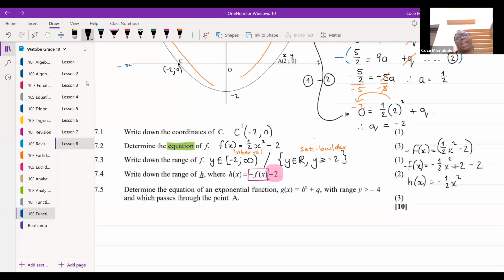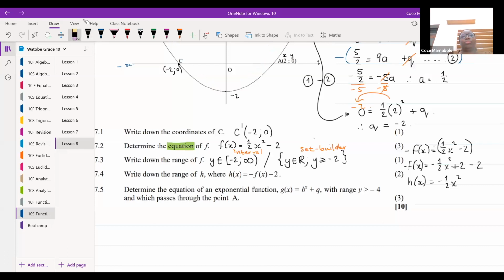But Samuel, you're not done, right? Because the question didn't ask for the formula. What did the question ask for? For the range of h. So now you have to give me the range of this new graph that you've just given me, the h of x graph. So what can I write for my range?